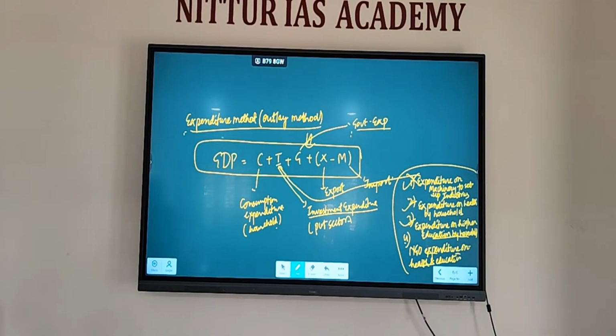So remember that consumption expenditure is household expenditure, but along with that, any expenditure done by non-profit institutions will also be counted under consumption expenditure. So the answer here will be 2, 3, 4. Like that, questions can be formed in the examination. Fine. Second, you write down investment.